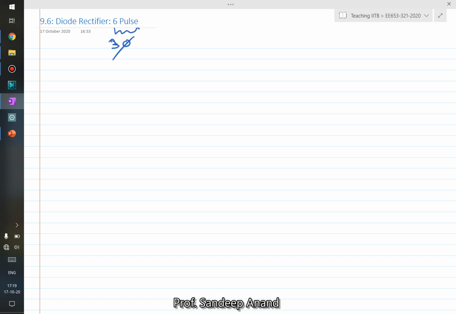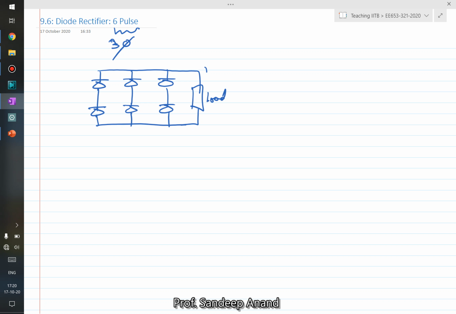So this circuit is very similar to a full bridge circuit, right? In full bridge circuit we saw that it was a single phase, so there were four diodes. Here instead of four diodes we have six diodes, and we have a load. Let's call this current I, let's call this voltage VO, right?